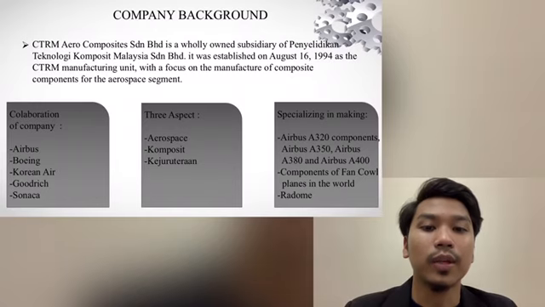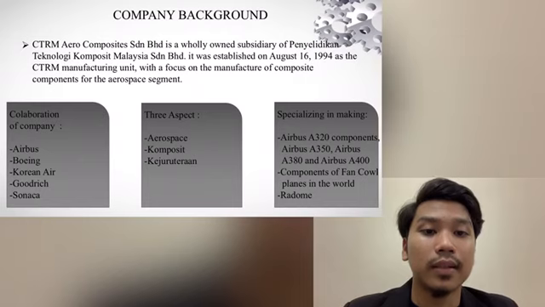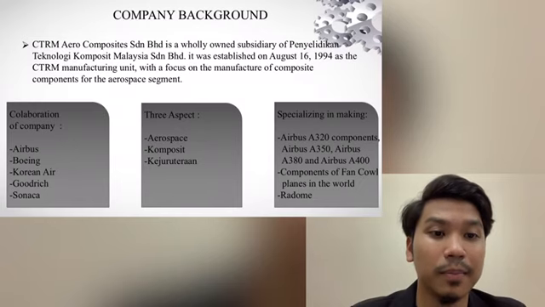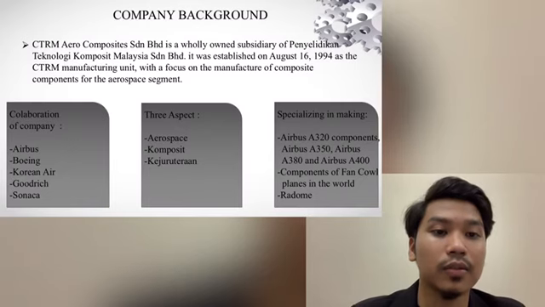Okay, collaboration of company. Firstly, Airbus, Boeing, Korean Air and Goodrich. Next, three aspects. First, aerospace. Second, composite. And lastly, engineering. Next, specializing in making Airbus A320 components, Airbus A350, Airbus A380 and Airbus A400. Next, components of planes in the world. Next, radome.